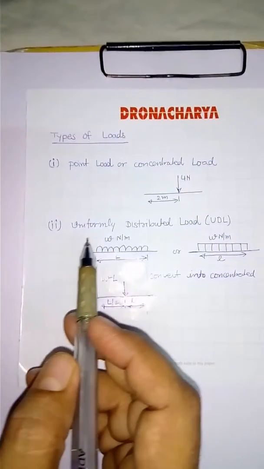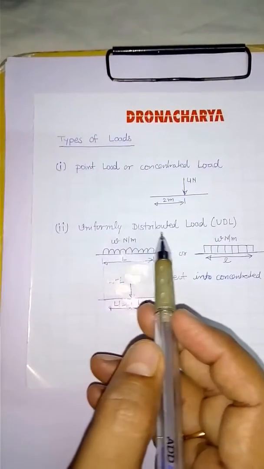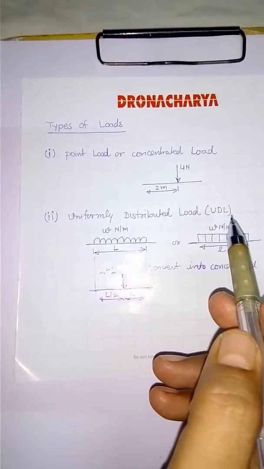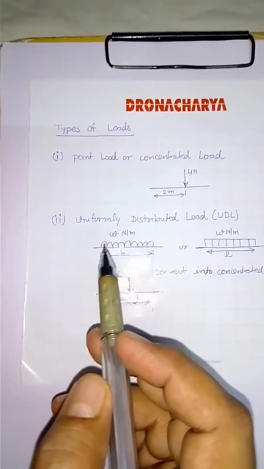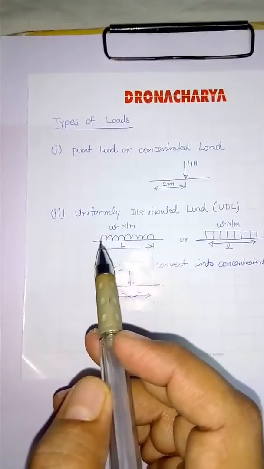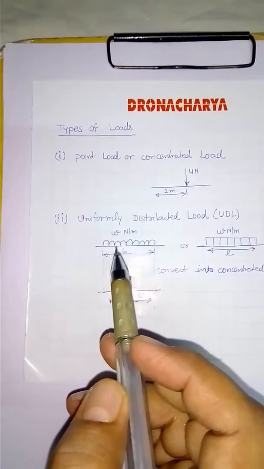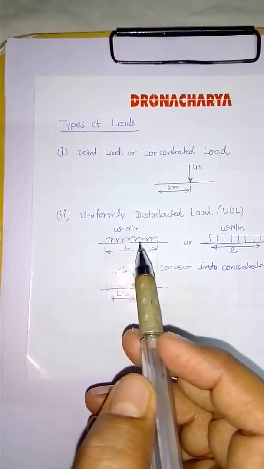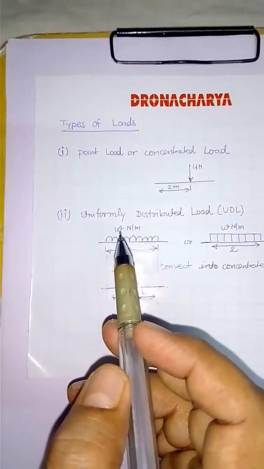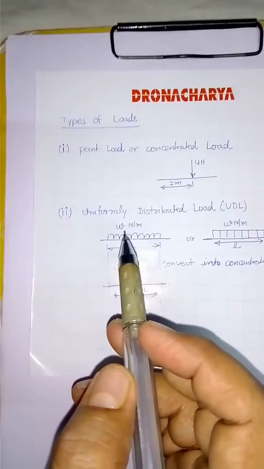The second kind of force is the uniformly distributed load. In short, we say UDL, uniformly distributed load. It is like this: W Newton per meter. For 1 meter it is W Newton. So you take any meter, let us say from here to here, or from here to here. You pick up any 1 meter, the weight of that 1 meter is going to be W Newton.